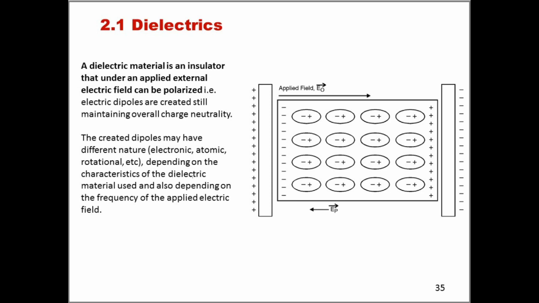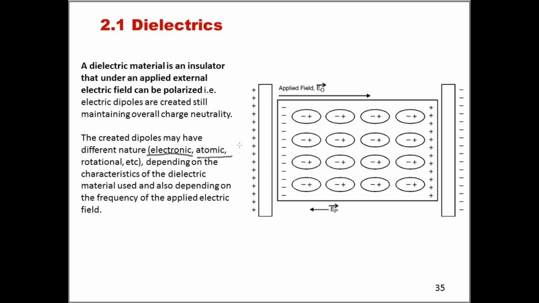These dipoles may be of different types, so can be electronic, so due to a rearrangement of the electronic cloud around each single atom in the crystal of the material, and so on and so forth. And we will see that these different types of dipoles also arise when the excitation, the electric field that is triggering this effect, has specific frequencies. We will discuss this in more detail in a moment.